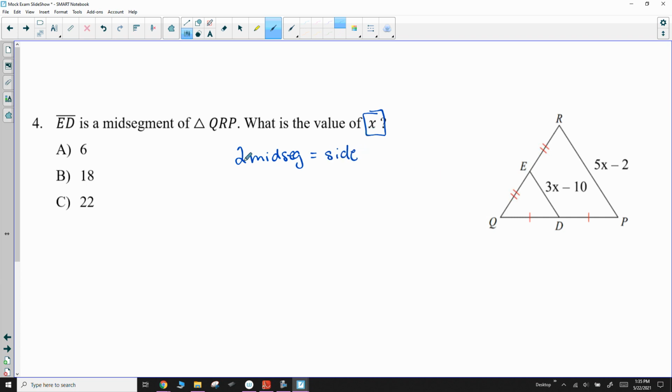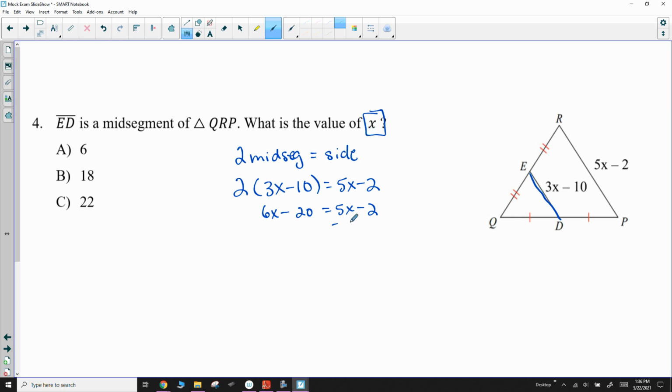So I'm going to take 2 times midsegment equals side, and into it I'm going to plug in this midsegment ED, and I'm going to be certain to use parentheses, so I double the whole side and not just part of it. It's equal to the side that it's parallel to, which is 5x minus 2. I'm going to go ahead and distribute: 6x minus 20 is equal to 5x minus 2.